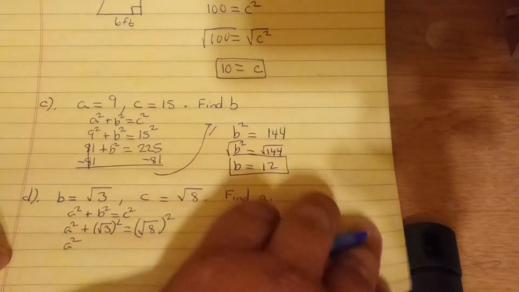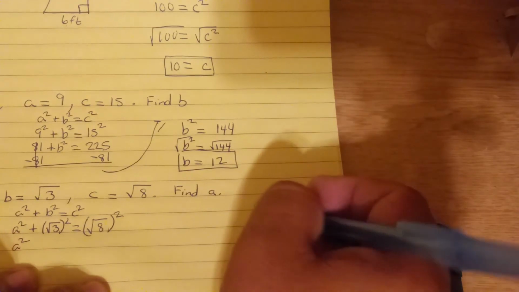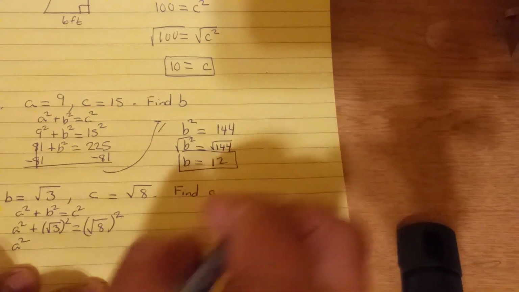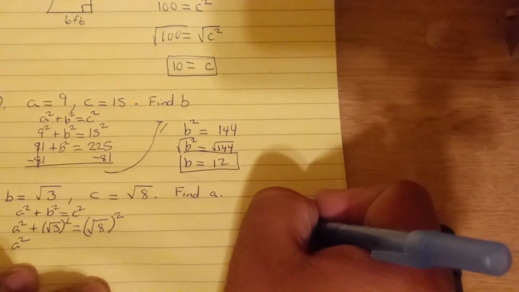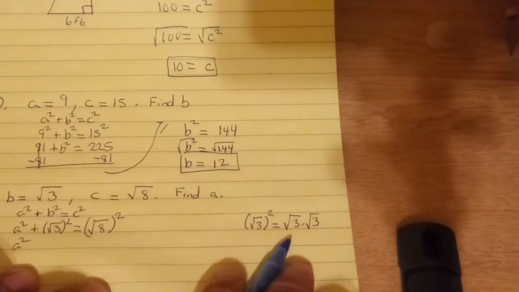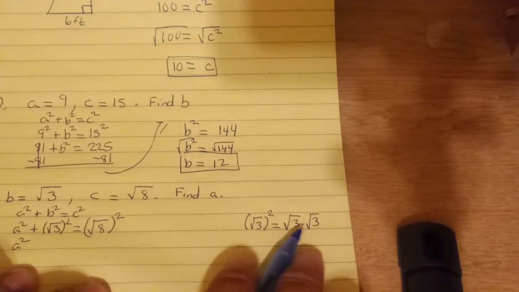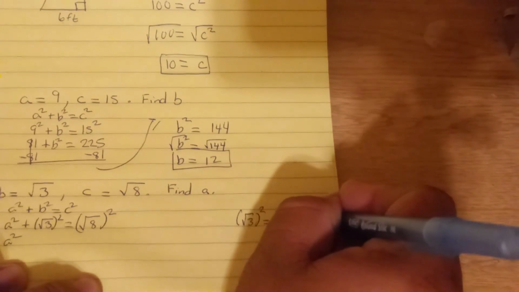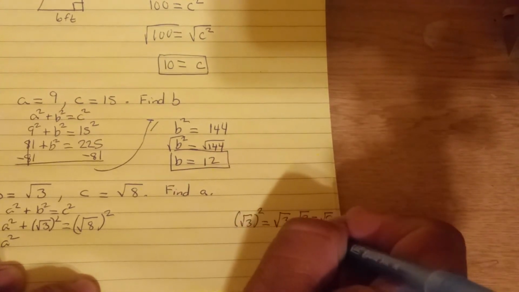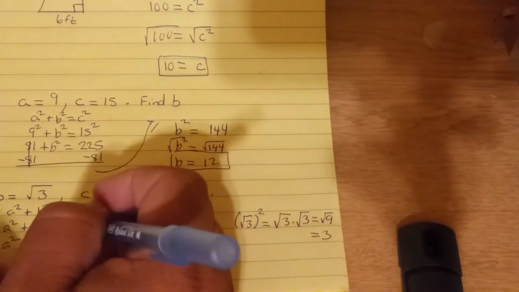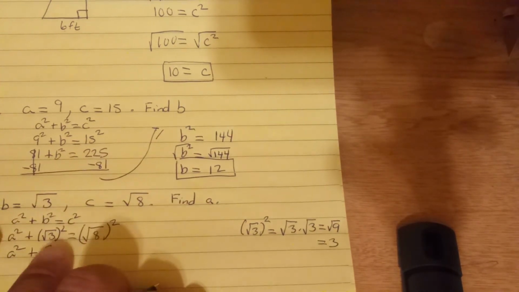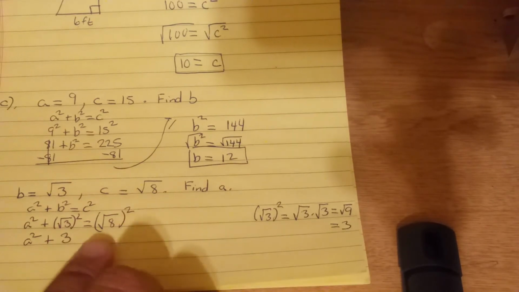So let's do a little bit of work over here on the side on what this becomes. So what does square root of 3 squared become? Well, remember, we're squaring that. So essentially what you're saying here is square root of 3 times square root of 3. If you multiply these two, square root of 3 times square root of 3, that gives you square root of 9. And what is square root of 9? Square root of 9 is 3. So essentially what happens when you square a square root, we end up with what's on the inside.